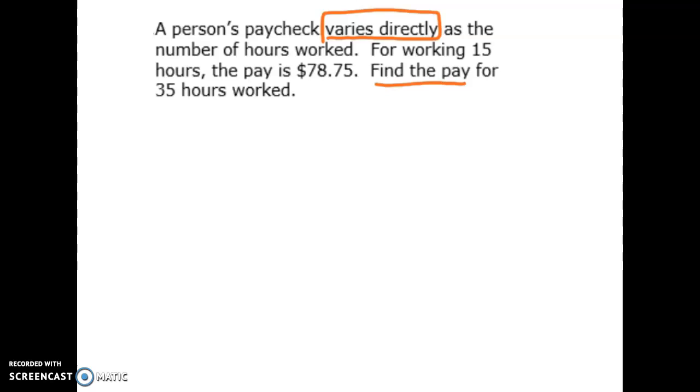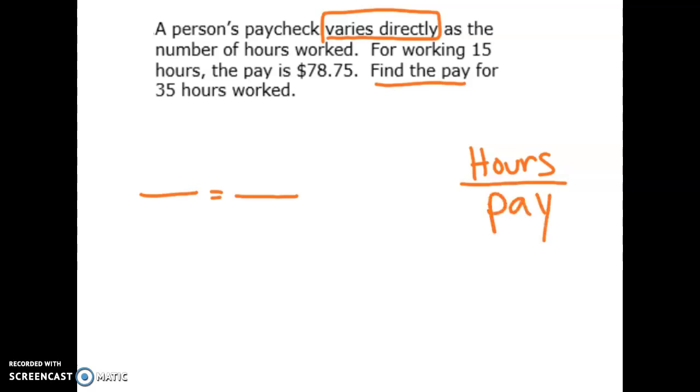Okay, so by proportions, I mean we need to set up two fractions. In order to do that, we need to know what we're going to put on the top of the fraction and what we're going to put on the bottom. It says for 15 hours, so let's say on top we're going to put hours, the number of hours, and on the bottom of each fraction we're going to put the pay, how much they're getting paid for those hours. So, for instance, the first proportion would be for 15 hours, that goes in the numerator, the top, they would receive $78.75. Okay? Find the pay for 35 hours worked.